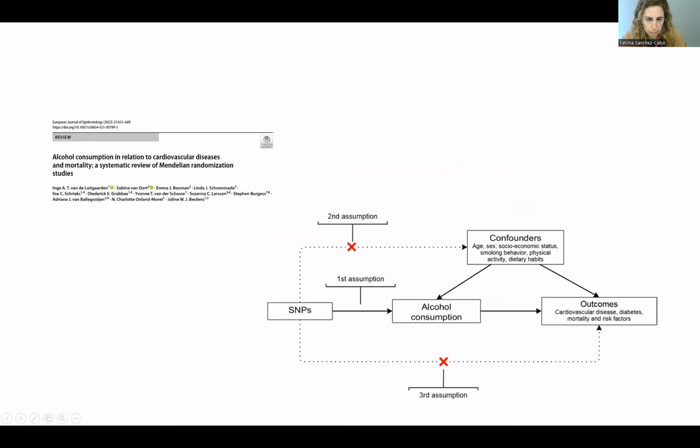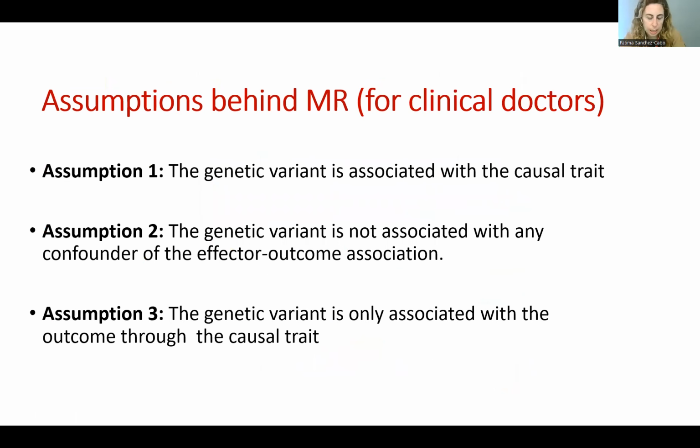When we talk to medical doctors, the assumptions are quite simple to understand. As I said before, the genetic variant is associated with the causal trait. The genetic variant is not associated with any confounder of the effect or outcome association. And assumption 3, the genetic variant is only associated with the outcome through the causal trait.